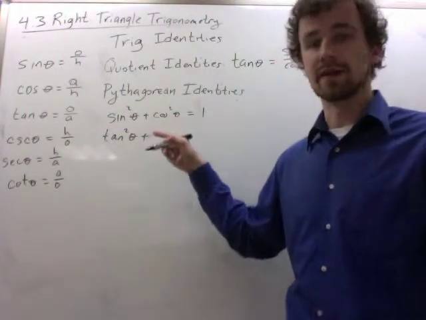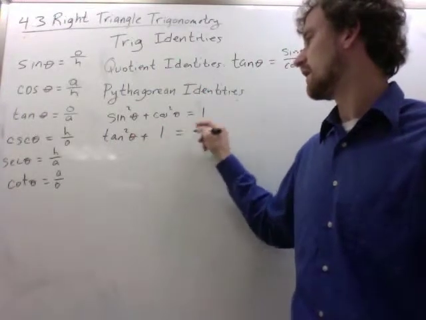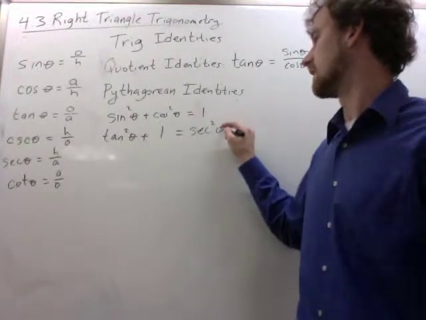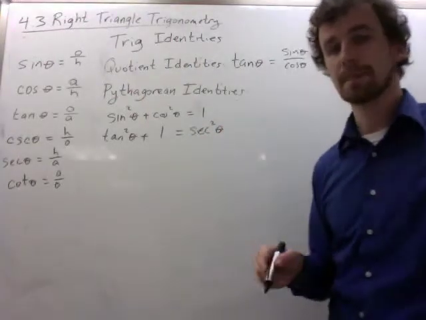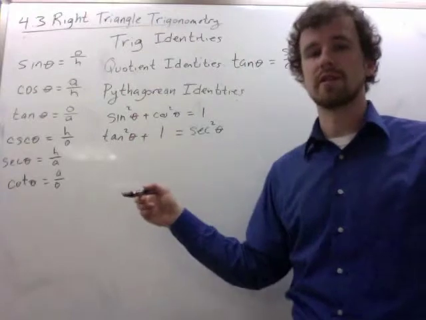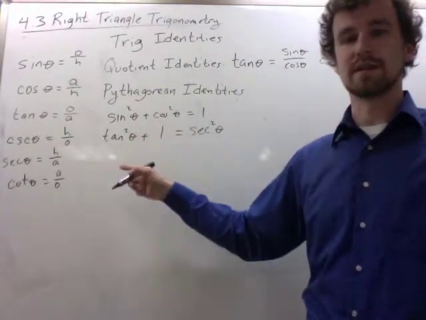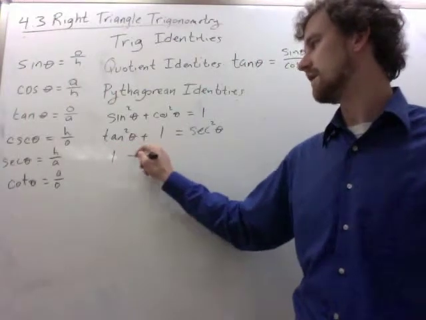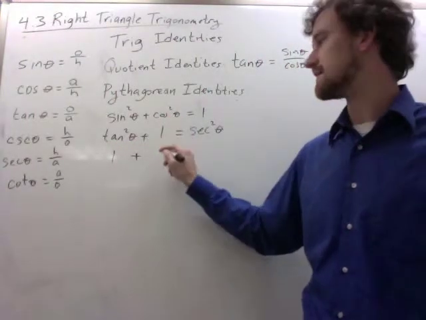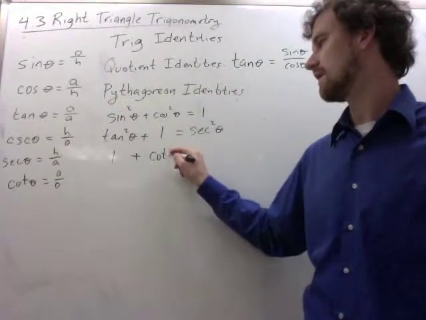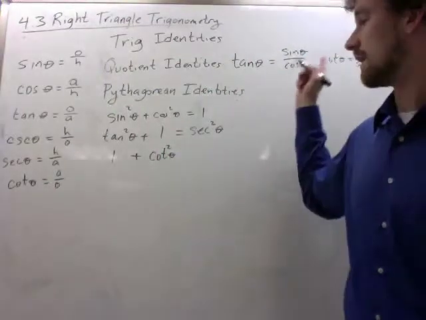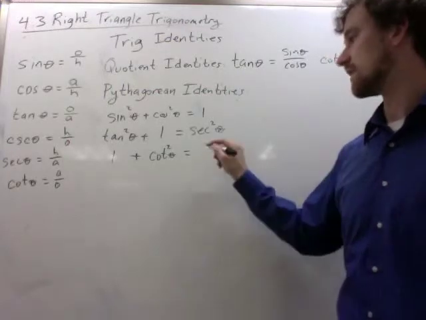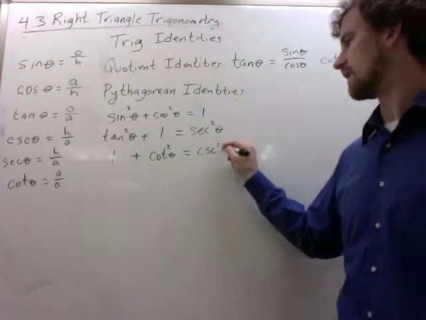Cosine squared divided by cosine squared is 1, and 1 over cosine squared is secant squared, because secant is the reciprocal of cosine. In like manner, we can get our third identity by dividing each of these terms by sine squared. Sine squared divided by sine squared is 1. Cosine squared divided by sine squared is cotangent squared, according to our quotient identity. And 1 over sine squared is cosecant squared.